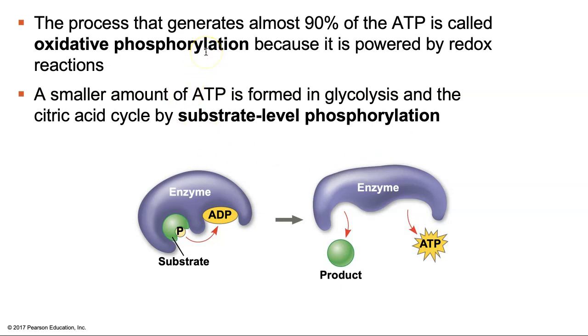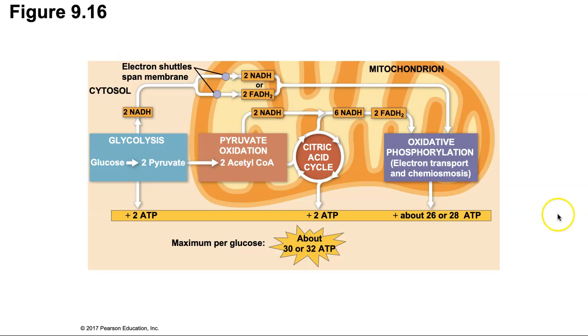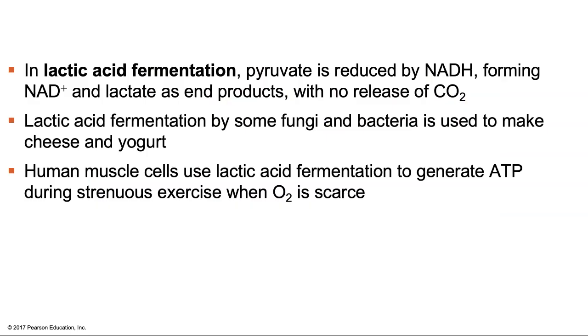Oxidative phosphorylation is powered by redox reactions, and it says here that it generates 90% of the ATP. We know that, right? We have a count of all of the ATP. Almost 28 are made by oxidative phosphorylation, whereas only 4 are made by substrate level phosphorylation, right? So, bringing it back to our talk on fermentation.